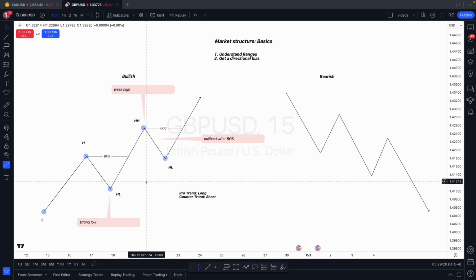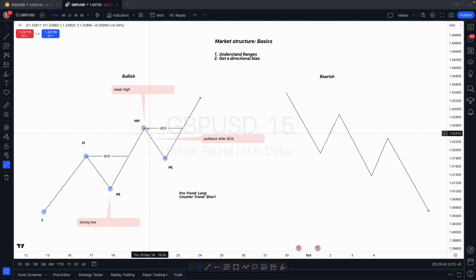Okay, so when bullish, the lows we consider them strong because the lows broke the highs, right? The lows are considered strong lows. The highs are considered weak highs because the highs did not break the lows. Okay, so strong lows, weak highs. This is what we expect in a bullish scenario.